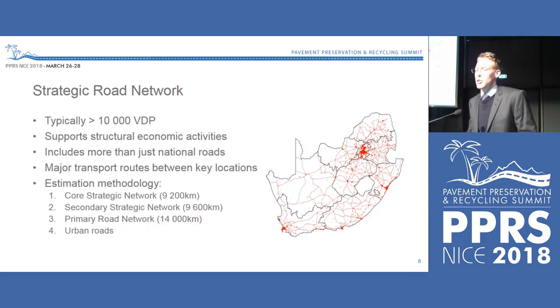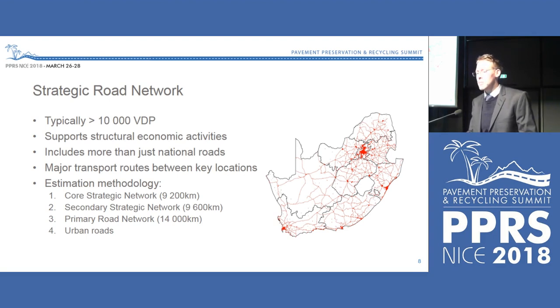Then moving on to the strategic road network, these are typically roads which carry 10,000 vehicles or more per day. They support structural economic activities. And the important thing as well is that this classification includes more than just the national road network, which is typically what your normal distinctions do. They just classify the national network as the strategic network. But what we've done is we've included all roads which are core economic contributors. So it's got the urban network, it's got key trade routes, it's got links between major cities and towns. So it's a comprehensive picture of the strategic backbone required for the South African economy.